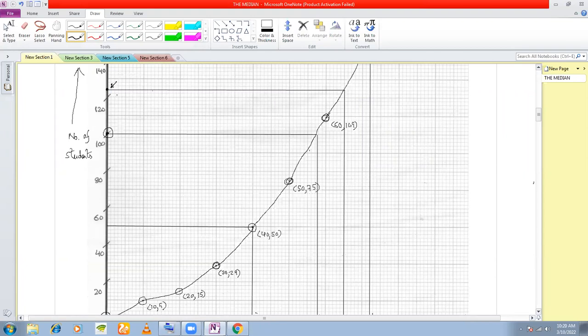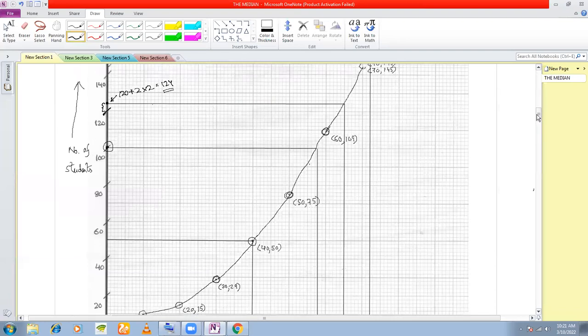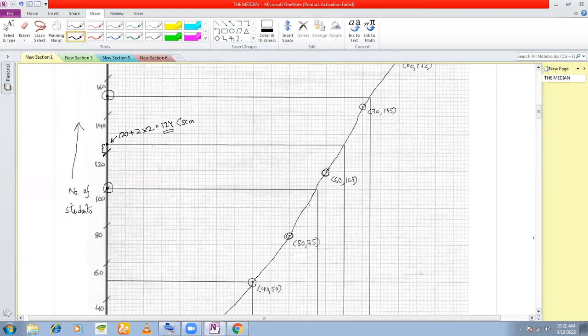So what is the number of students here? One division in the y-axis was equal to 2 students, right? And I have 120 already here, and you have 2 divisions. So how much is this point? 120 plus 2 divisions into 2 students, right? That means 124. But what is this 124? 124 are those students who have scored below 65 marks, right? These 124 students have scored below 65 marks. Remember this.